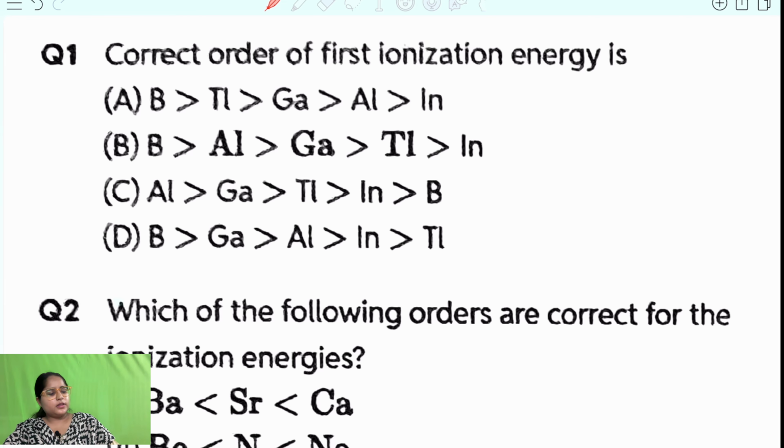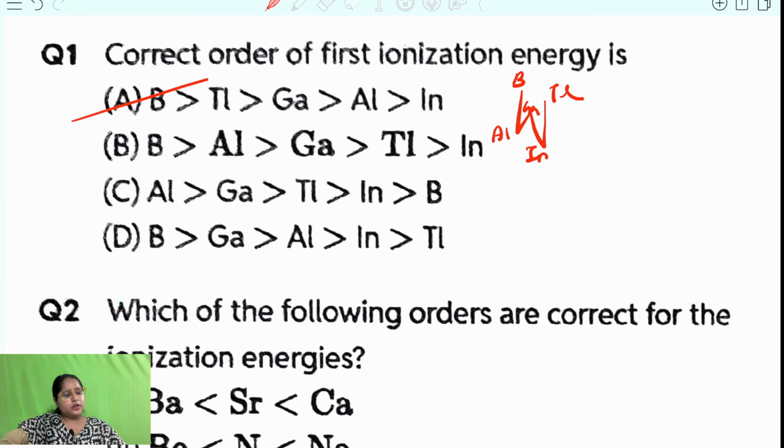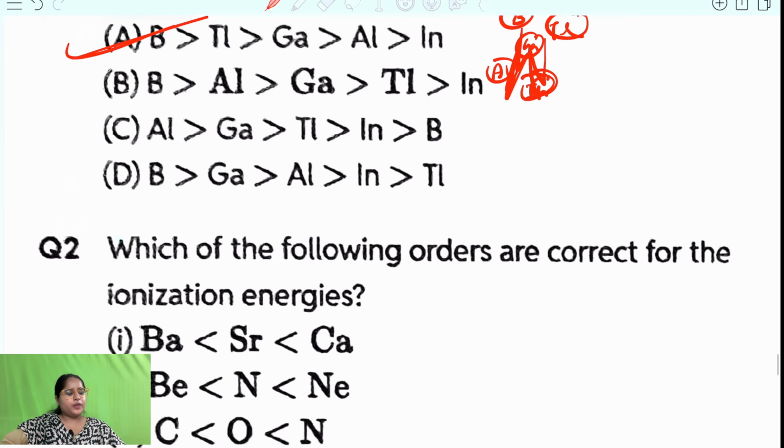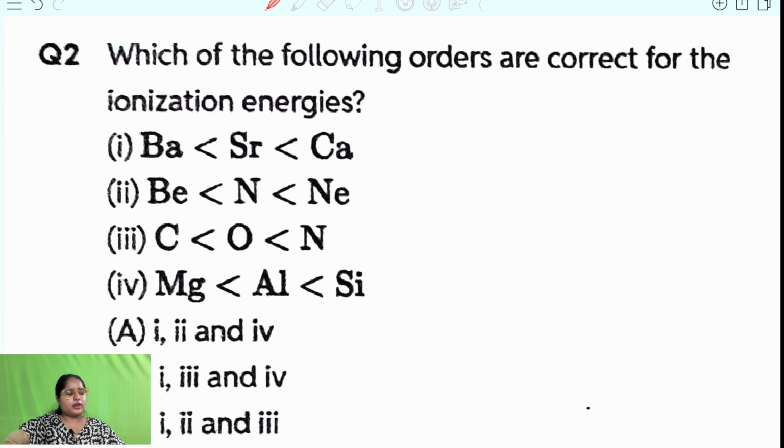Question number 1, the correct order of first ionization energy. Boron family, I have told you, is an exception, please remember. A option will be the right option. I have taught you using this trick, the W trick. Boron, then thallium, then gallium, then indium, and then aluminum. So option number A.